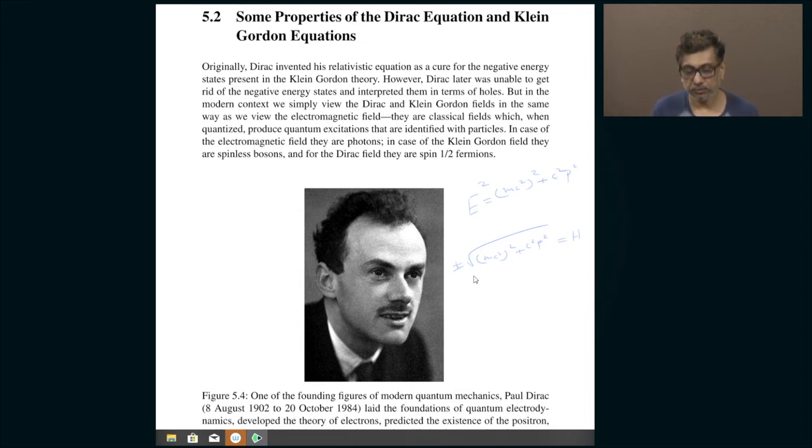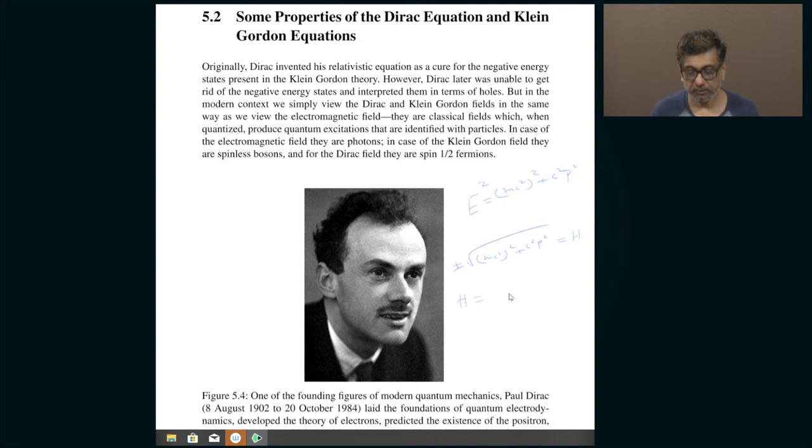Of course you can decide, let me take only the positive sign, because if you choose the negative sign, that implies that the vacuum is unstable. So like most sensible people, Dirac also initially ignored the negative sign and tried to proceed. And he wasn't particularly successful. And then he decided that there might be a better way.